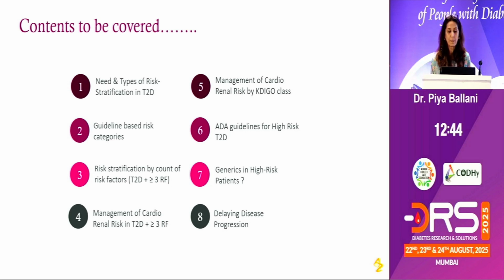So my talk comprises the need to risk stratify these patients, how we risk categorize in terms of guidelines and the count of the number of risk factors, and how we manage this cardiorenal risk for patients with type 2 diabetes with multiple risk factors, or by the KDIGO class. What does the ADA have to say about this group? What is the effect of genetics? Does it make a difference to be on generics versus the innovator molecule? And ultimately, what is our goal for this subset of patients?